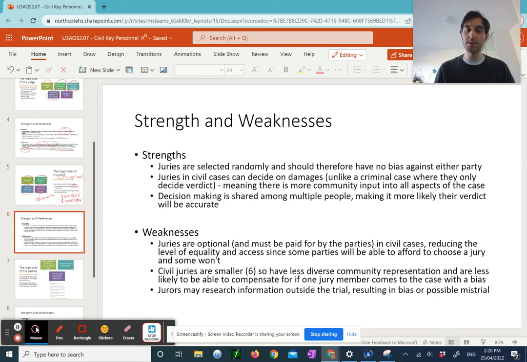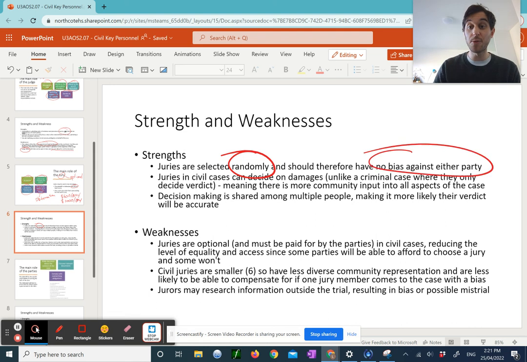So some strengths and weaknesses of this, well, just like a criminal trial, juries are selected randomly, and so hopefully therefore have no bias against either of the parties involved. Because juries in a civil case are a bit different and they actually get to decide on damages, unlike a criminal case where the judge gets to decide the outcome, the sentence. In a civil case, the jury gets to decide that, which means there's a bit more community input into all aspects of the case. But that's sort of balanced by the fact that the juries are optional.